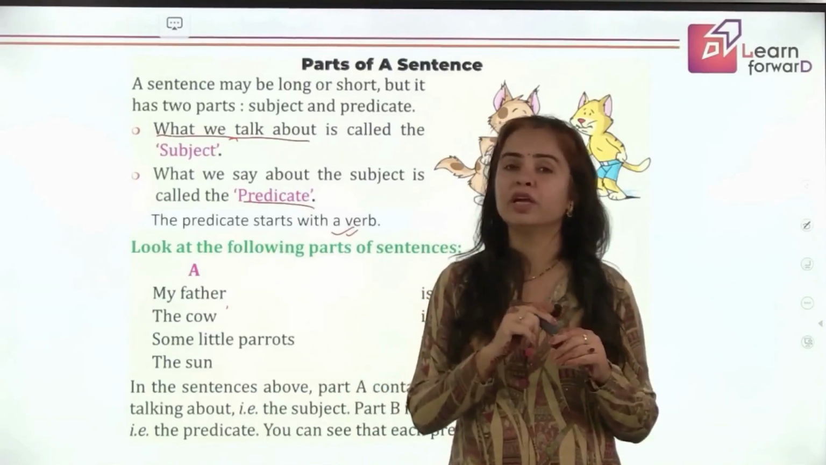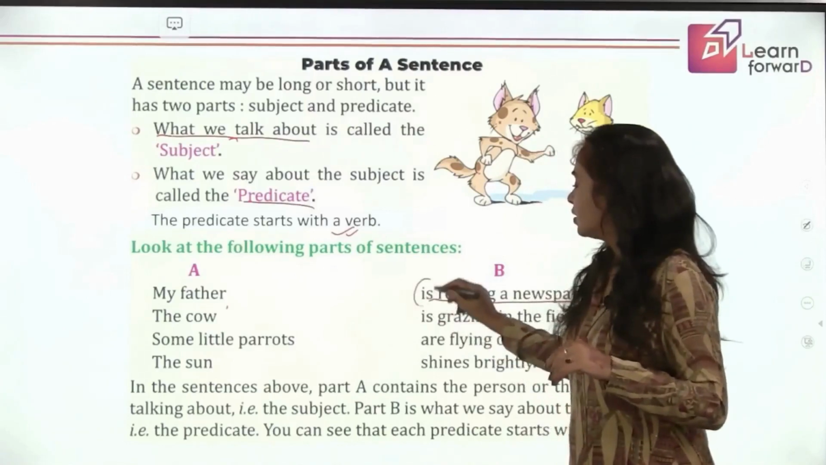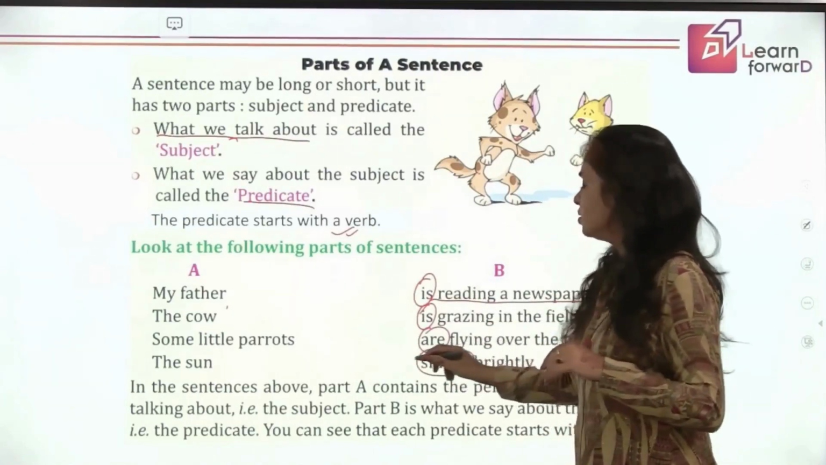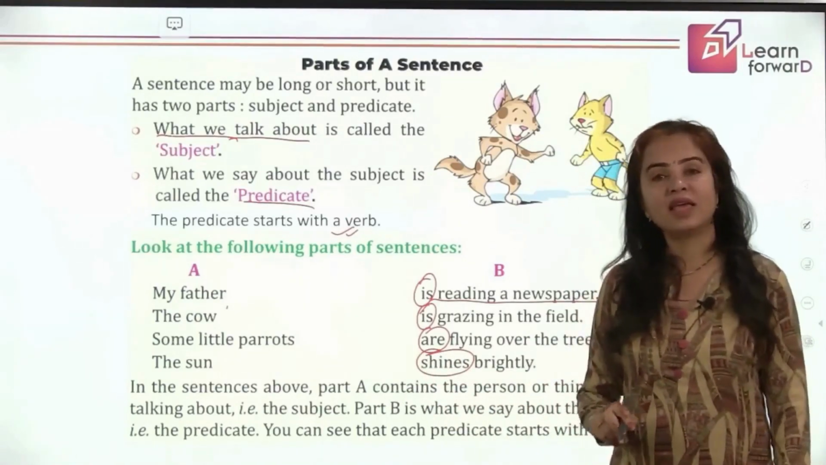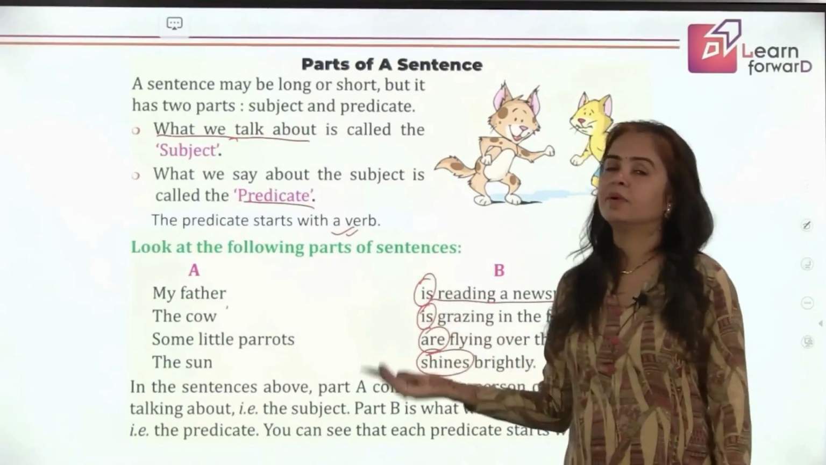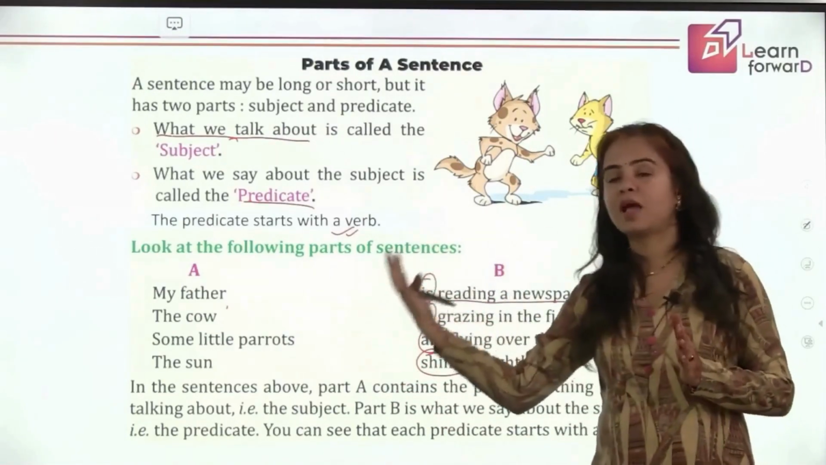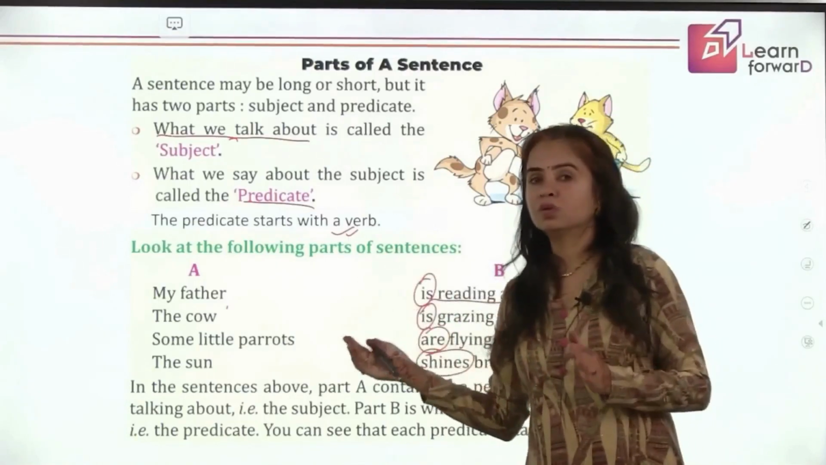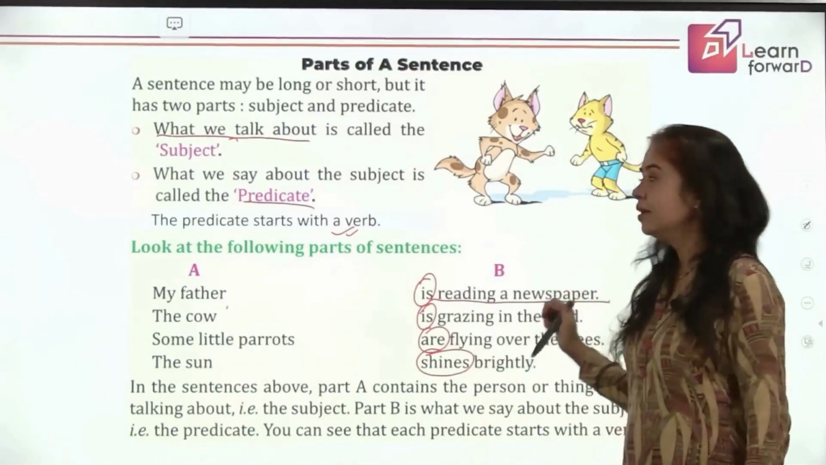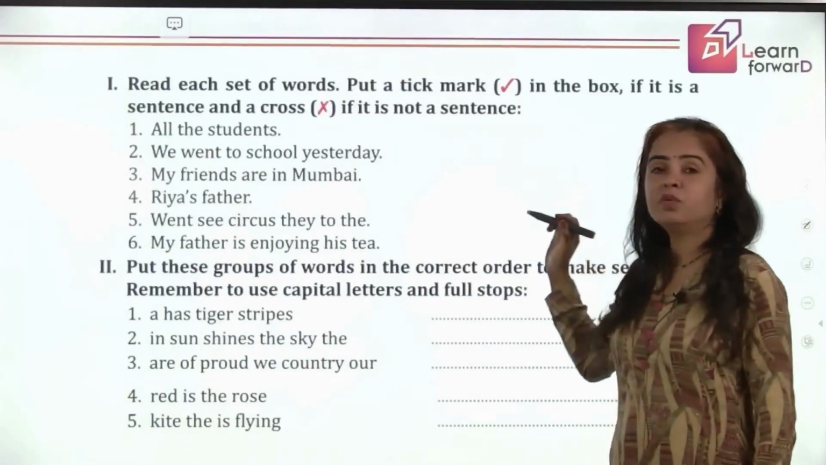And what you can check here on the board is that these predicates are starting every time with, yes, a verb. It may be a helping verb or some other action verb, right? So, you can separate the predicate through this also. This is giving you the rest of the predicate, right? So, I hope you have understood what is subject and what is predicate.